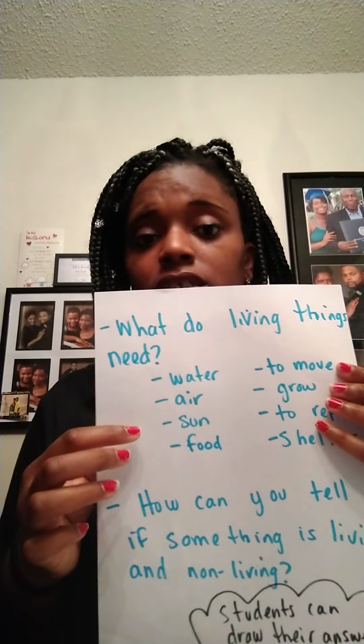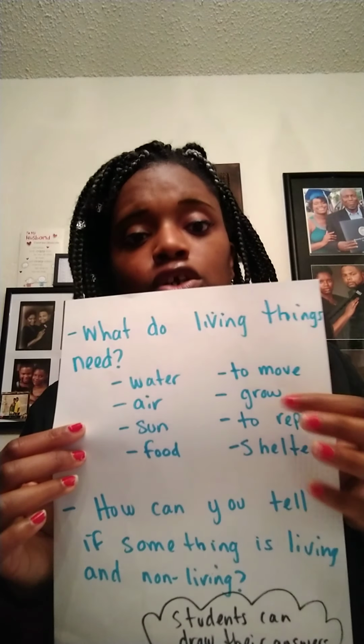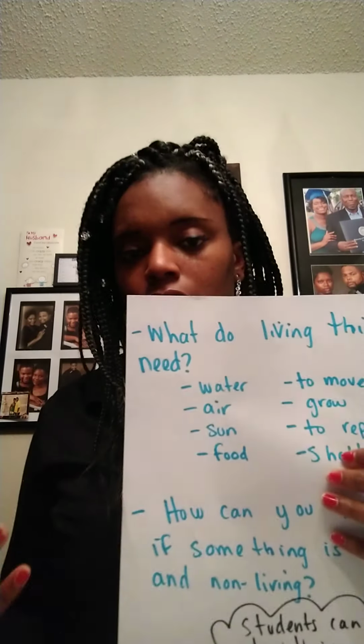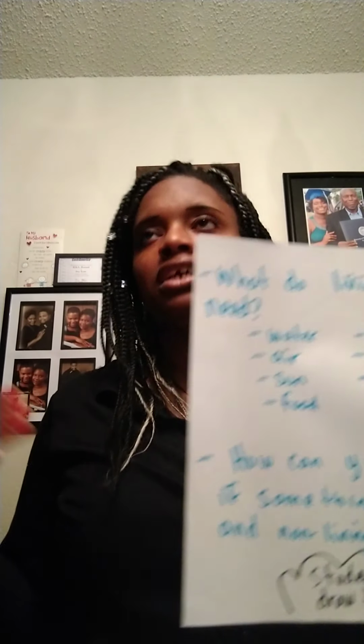So, not social studies, I'm sorry, science. For science, we're going to be talking about living and non-living things. We've been reviewing that a while, so they should be able to know what that is. We're going to be talking about what living things need. Living things need water, air, sun, food, to move, to grow, to reproduce, and shelter. And there's other things that they'll name off. But we're going to be talking about things that are living.